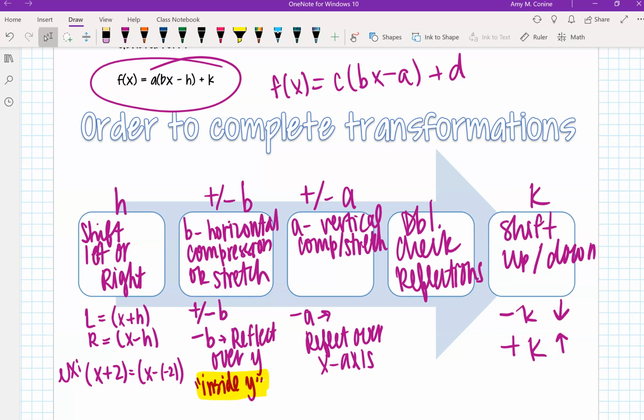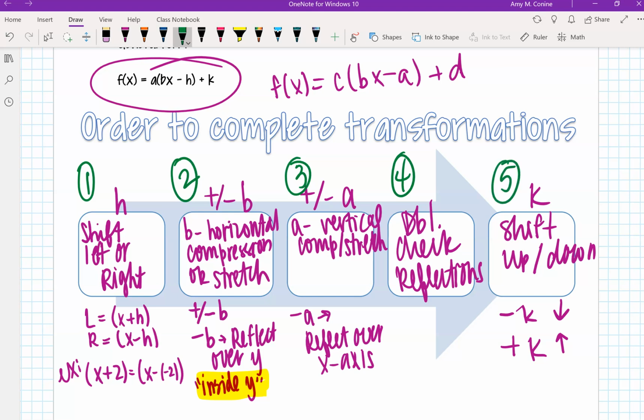h is the only one that's kind of weird because of the way it's set up. Okay, so these are your steps. You need to do them in this order. So the first one, you've got h. Second one, you're doing your compression, stretch, and reflection. Third one, again, compression, stretch, reflection. Double checking everything you've done so far, and then doing your k, because the shift up and down is really easy. So that can be your last one.